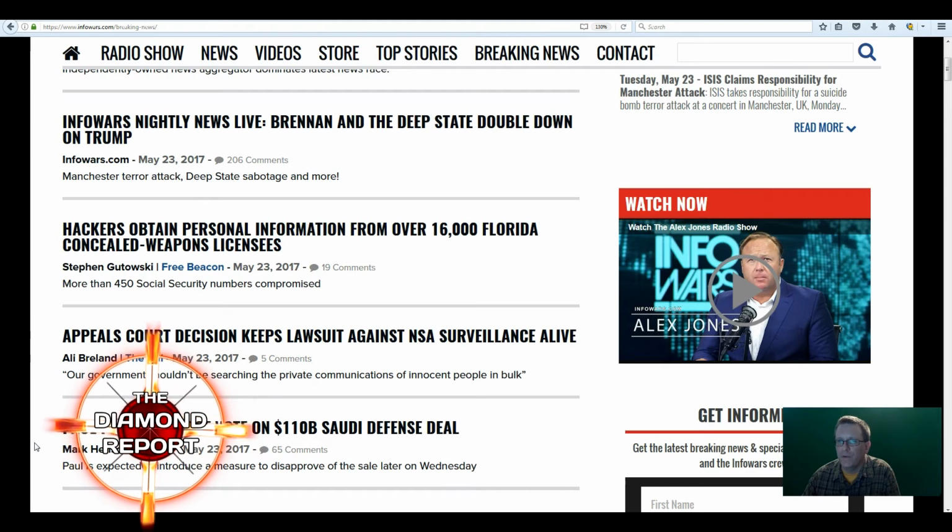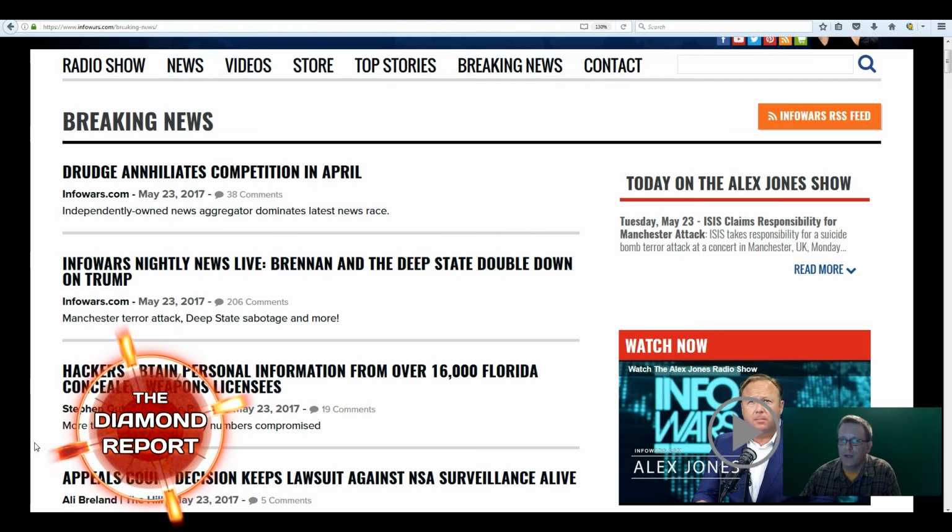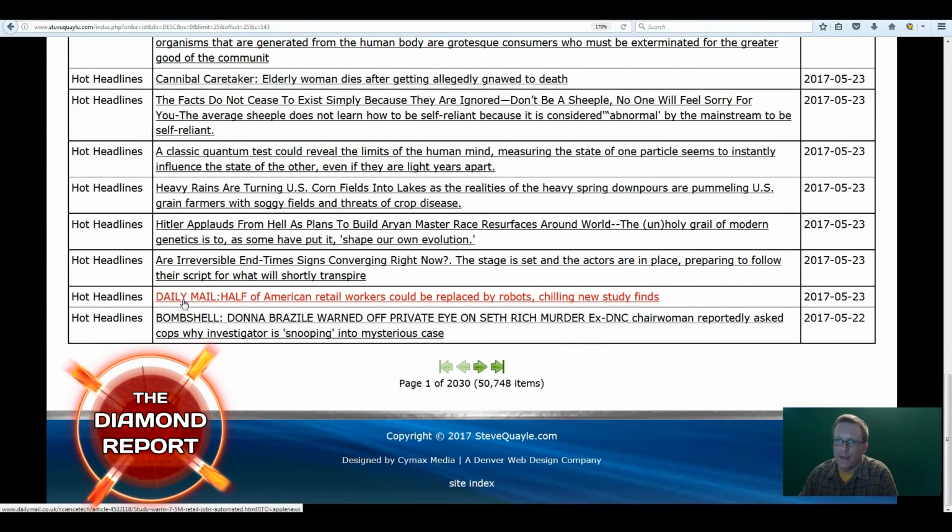Hackers obtain personal information from over 16,000 Florida concealed weapons licensees. More than 450 social security numbers were compromised. Matt Drudge annihilates the competition in April. Independently owned news aggregator dominates latest news race. On the Daily Mail, half of American retail workers could be replaced by robots, chilling new study finds.